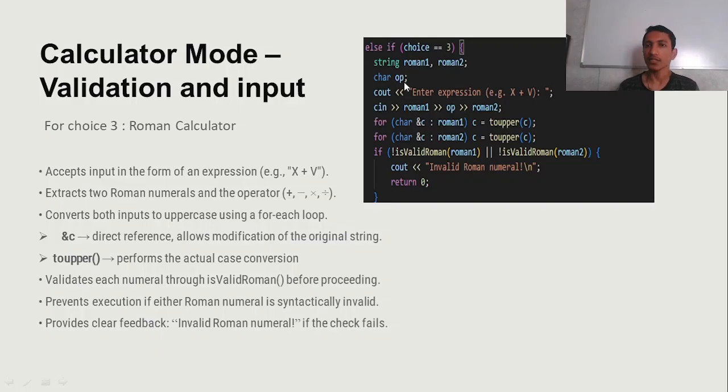First, we will ask the user to enter the expression, suppose X plus V, and we will store them one by one in the same order. Then this for loop says for each character c in the string Roman1, we convert it to uppercase. Similarly for the second Roman number, and again we check the validity of the Roman number. If any one of the Roman numbers is invalid, we give output that the Roman number entered by the user is invalid.